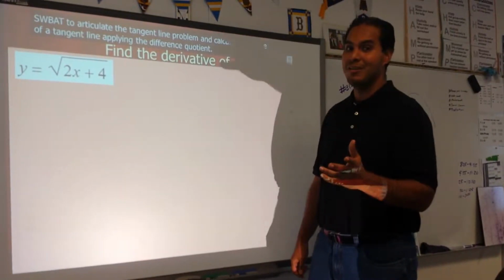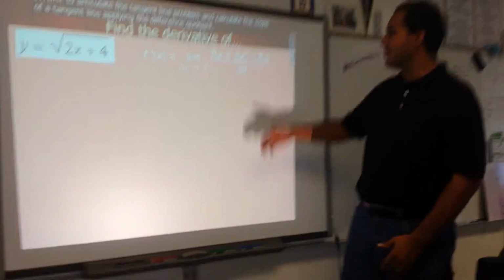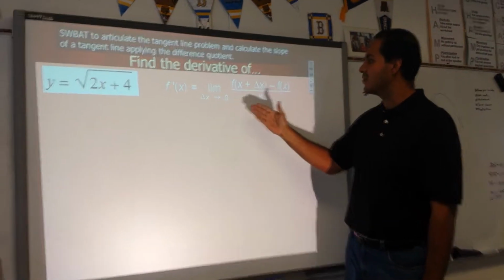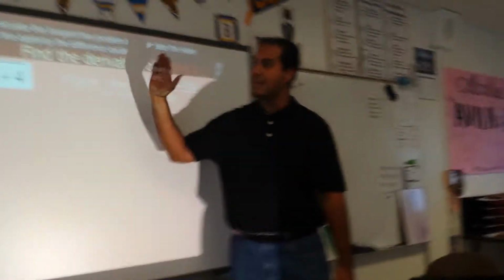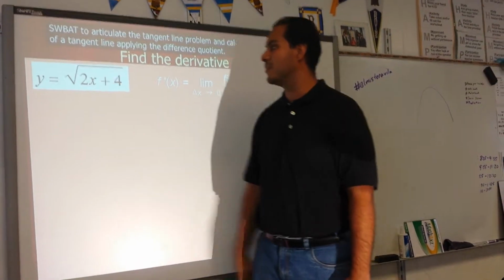With example 3, we'll see how to take a derivative using the limit definition of a derivative. That limit is the following. The derivative of a function f is the limit as delta x approaches 0 of f of x plus delta x minus f of x, all over delta x. And the function, which I should have called f of x, equals the square root of 2x plus 4.